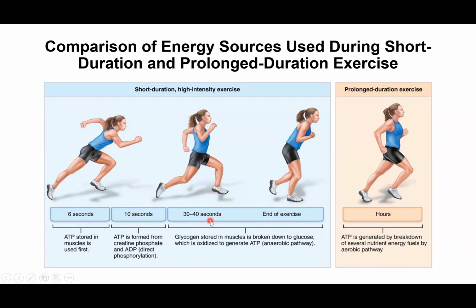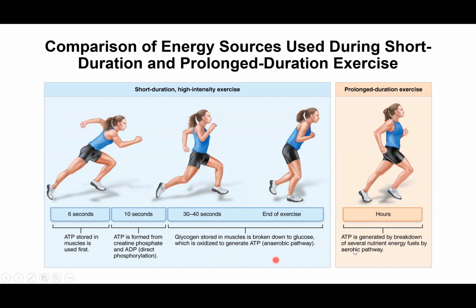In this short duration high intensity exercise, from 30 to 40 seconds to the end of the exercise, glycogen that's stored in muscles is going to be broken down into glucose, which is oxidized to generate ATP. So this short duration high intensity exercise is when we're using the anaerobic pathway, the no oxygen pathway. Short duration, high intensity, like sprinting, for example. At the end of the sprint, your muscles feel completely exhausted because at this point you're using the anaerobic pathway.